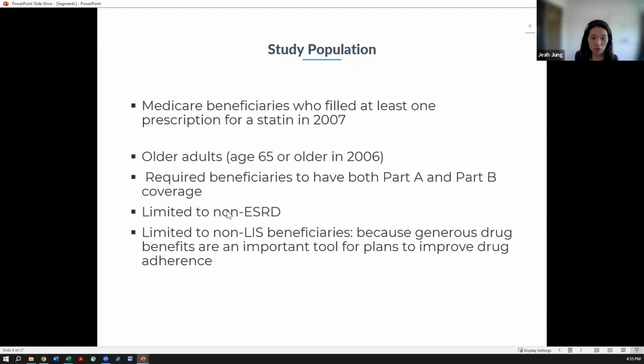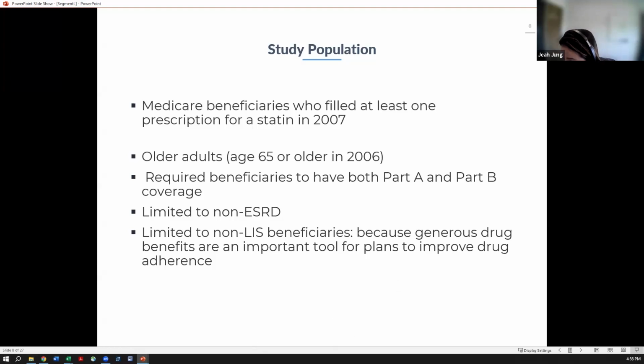And of course, there are the usual inclusion and exclusion criteria. I limited to older adults, and also those who have both A and B coverage, and I excluded ESRD. I also limited it to the non-LIS population, because the way I saw it, how could MAPD plans improve statin adherence among their populations by providing more generous drug benefits? But for the LIS population, whether you are in MAPDs or PDPs, they have very small cost sharing. It doesn't really distinguish; the cost sharing is not different between these two types of plans. So I limited it to non-LIS.